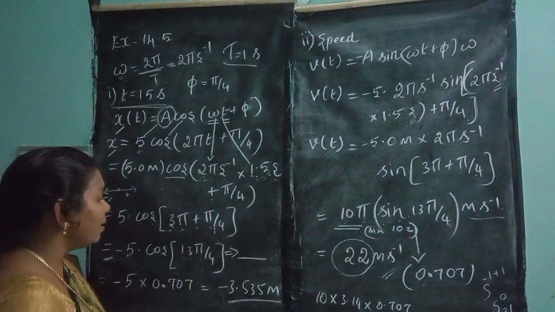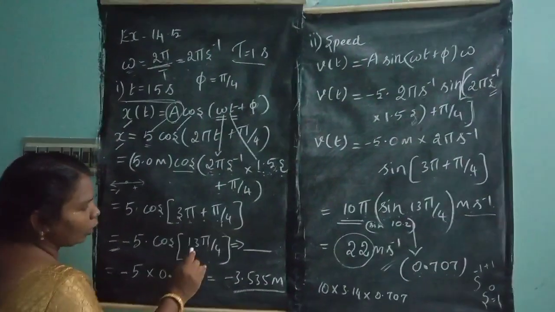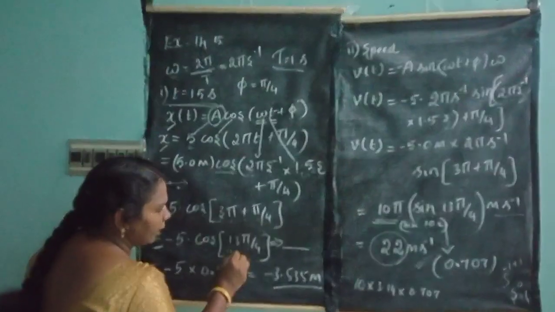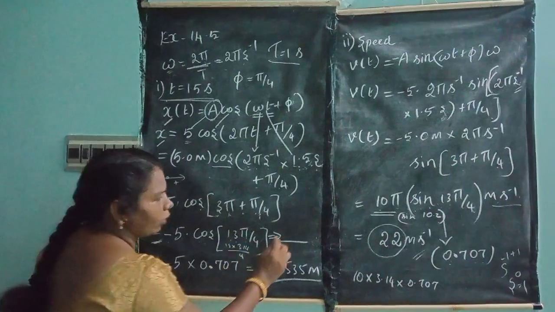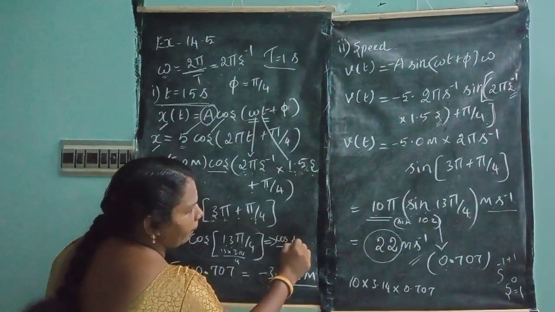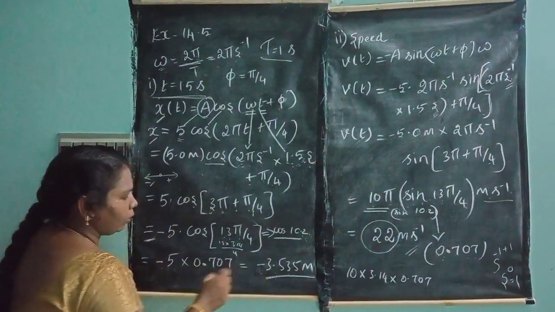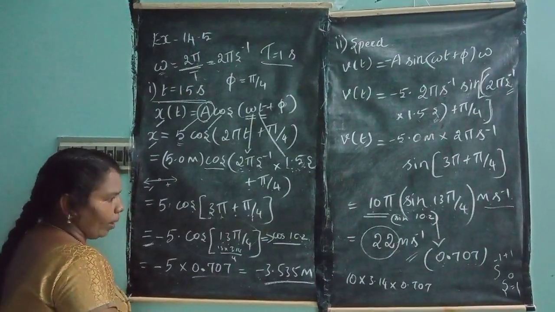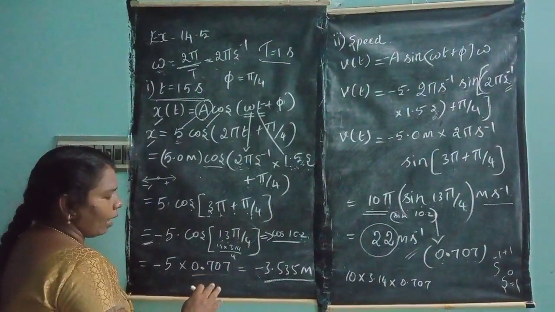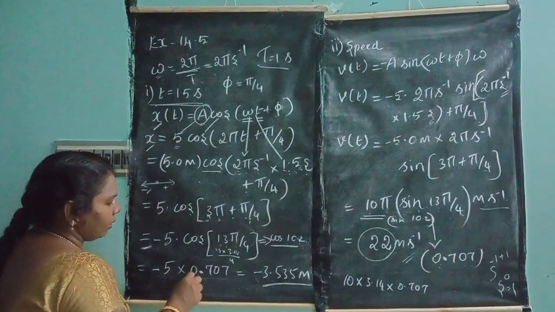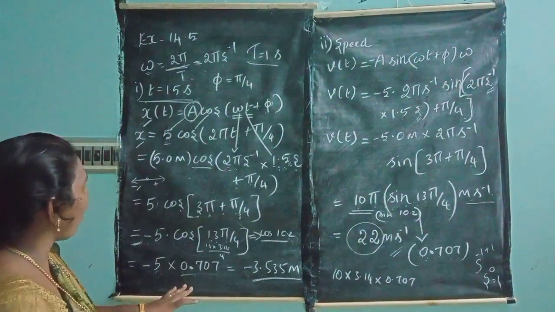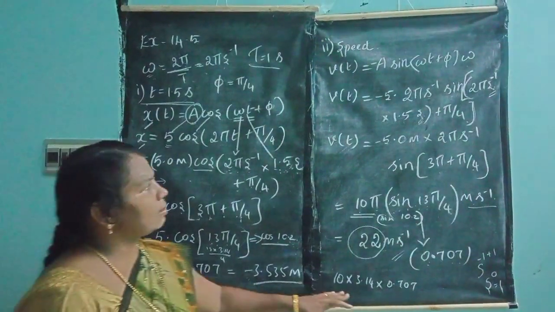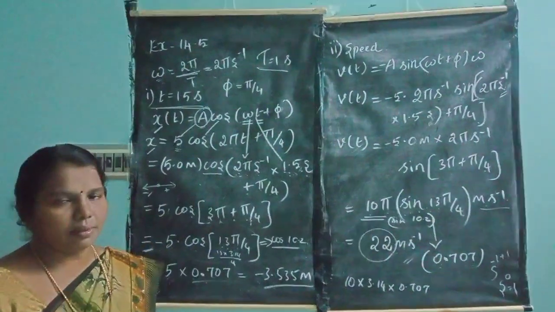Can you understand, ma'am? Similarly, see here, what is the value? 13 into 3.14 divided by 4. When you multiply, you get cos 10.2. So what is cos 10.2? That value is 0.701. When you take these values and multiply by 5, you get the answer minus 3.535. So this is the formula for finding the displacement, and this is the formula for finding the velocity. Okay.